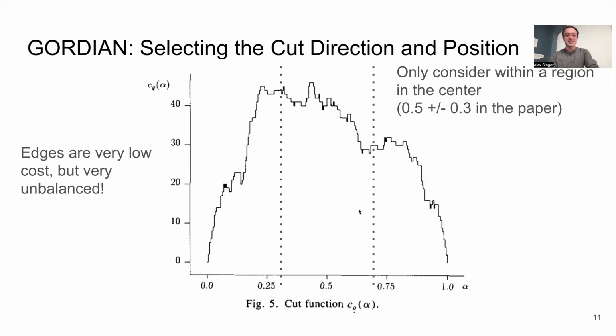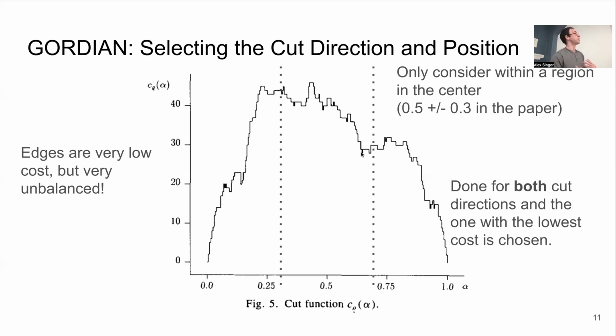But anyways, if you look inside this windowed region, there's a minimum right about here. So we're going to use this as our cut line. And what they do is they do this in both cut directions. So this might just be the horizontal direction. Then they do the vertical direction. And then they say, okay, which cut gave me the lowest cost? We'll pick that one. And so this is how they choose the cut direction and the cut position. Cool. That was step one.